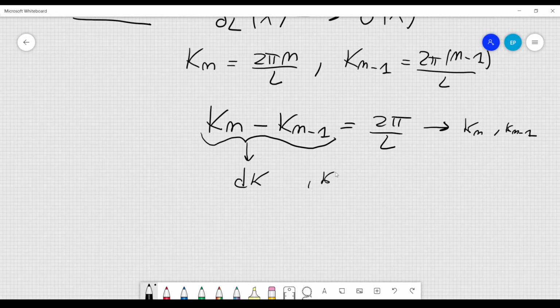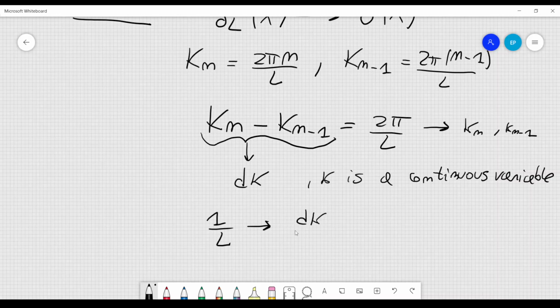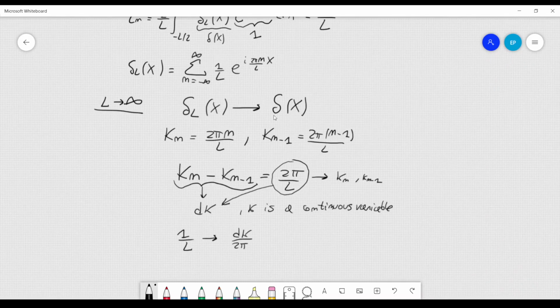And k is a continuous variable. And therefore, we have to replace 1 over L with dk divided by 2 pi. And you see it from here, because 2 pi over L in the limit as L goes to infinity can be replaced by dk. Therefore, this expression here will become like this.